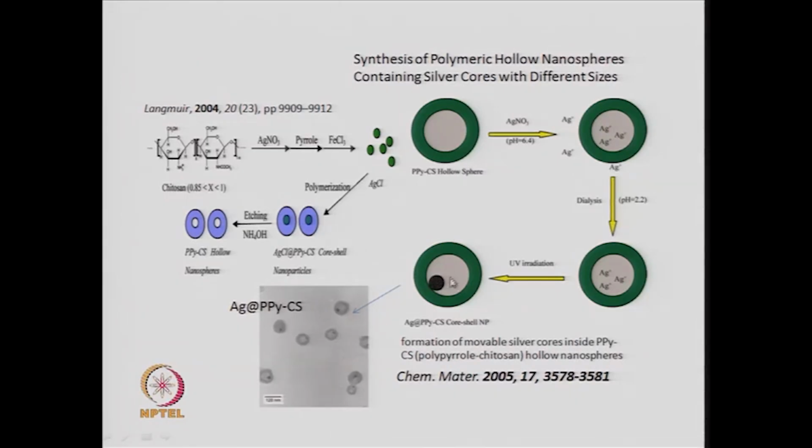And so, this is a small particle, so it can move around inside the shell, and this is the TEM picture to show exactly how this looks. You can see that dark spot here, that is the silver particle inside the polypyrrole chitosan shell, and this has interesting applications when the silver particle can change positions within the hollow shell.